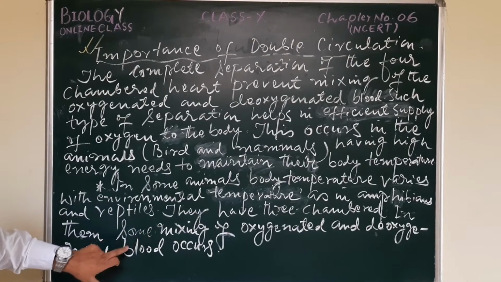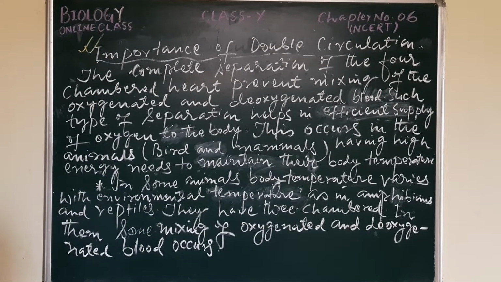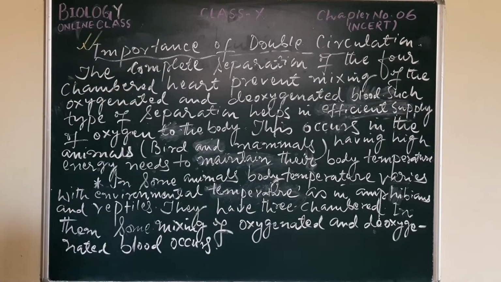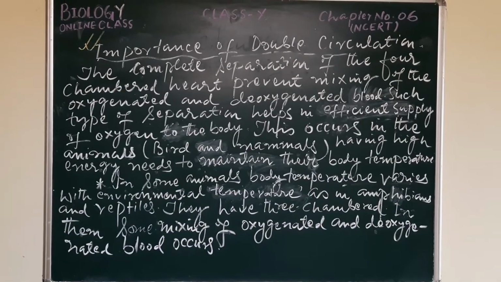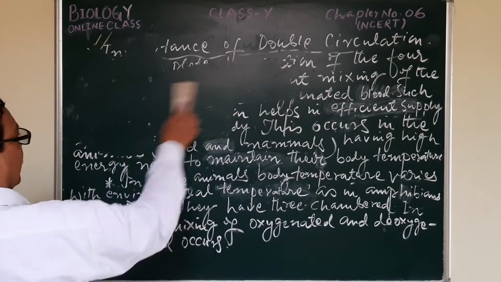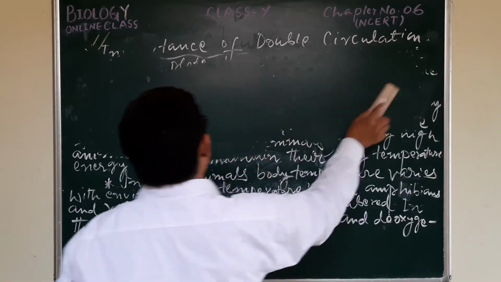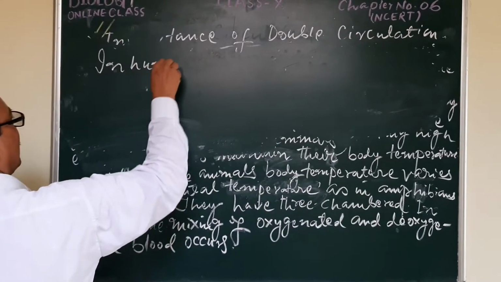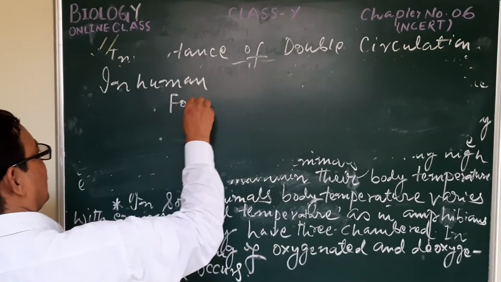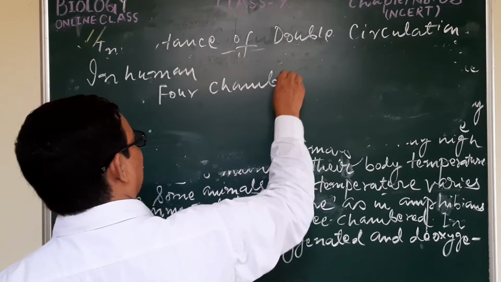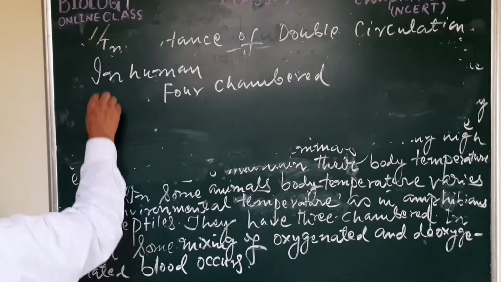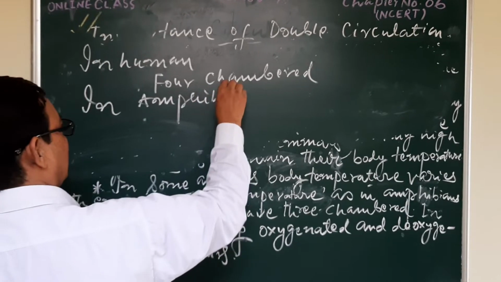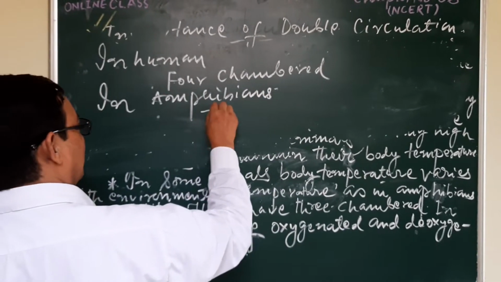In the case of fish, what will happen? In human there is a 4 chambered heart, in amphibians a 3 chambered heart.